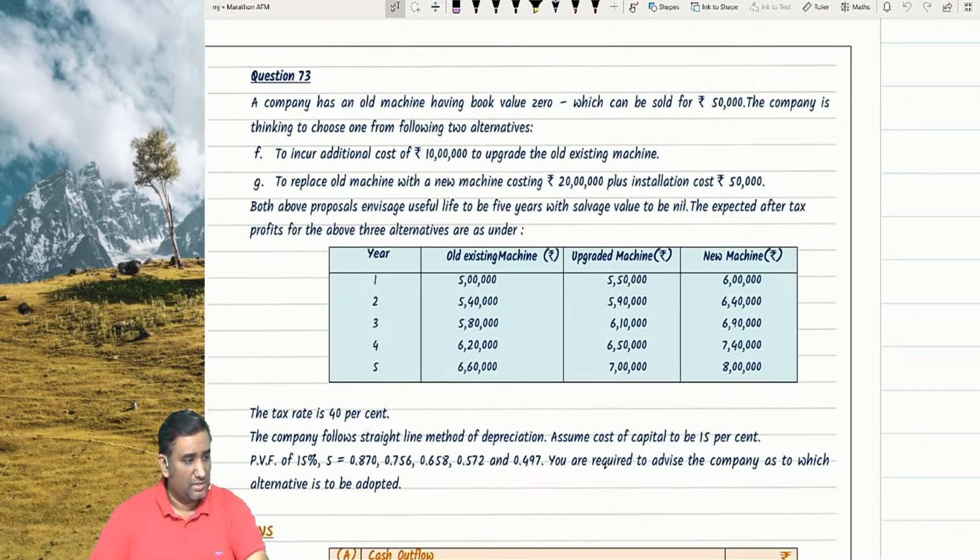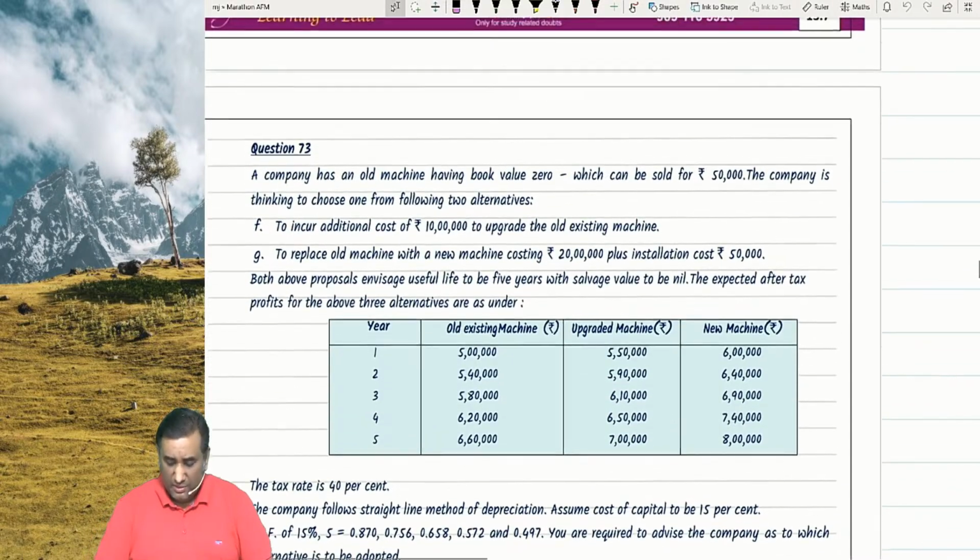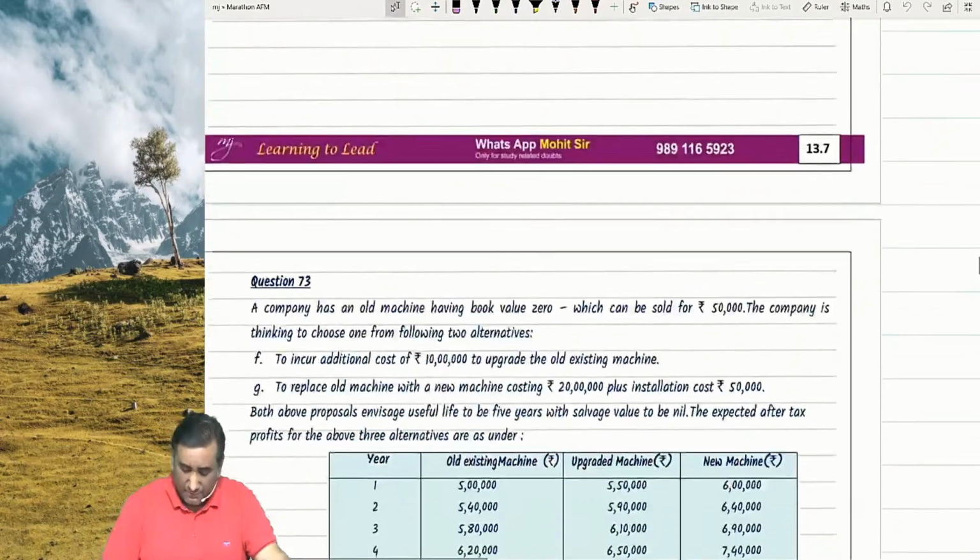So just look at the 73rd question please. It's a general question. I'll read it out with you. When you go back home you can do it completely. After that I'll move to the optimal replacement cycle, which is something technical in nature. This is not technical. I could have given you this as homework, in fact.